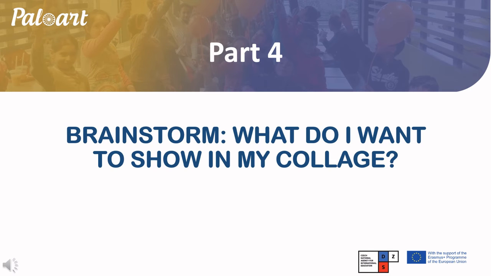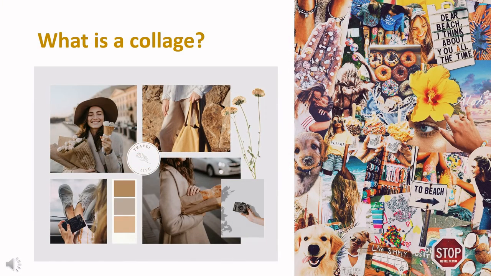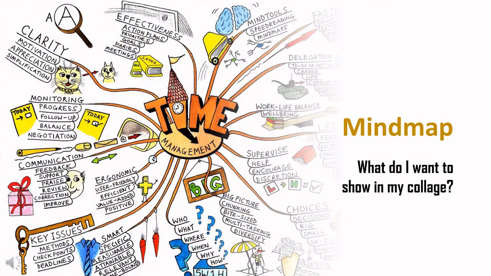In the fourth part of this lesson, learners brainstorm about what they want to show in their collage. The trainer can first discuss in class what a collage is. Showing examples, as seen in the slide, can be an added value. In addition, the trainer can also use the mind map exercise. In this exercise, learners write down the topic of their collage in the middle of a sheet of paper, and then draw lines connecting sub-ideas to the first one. In this way, they think about what they want to show in their collage and how they want to visualize it.